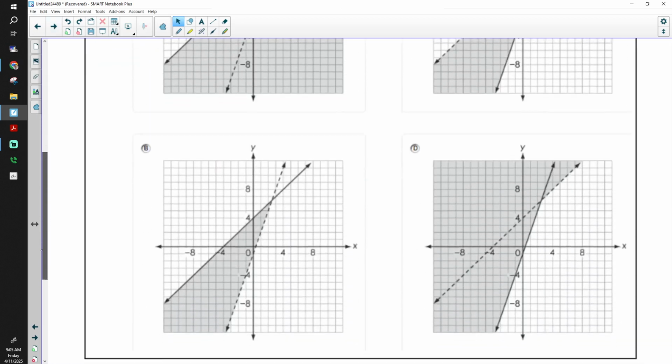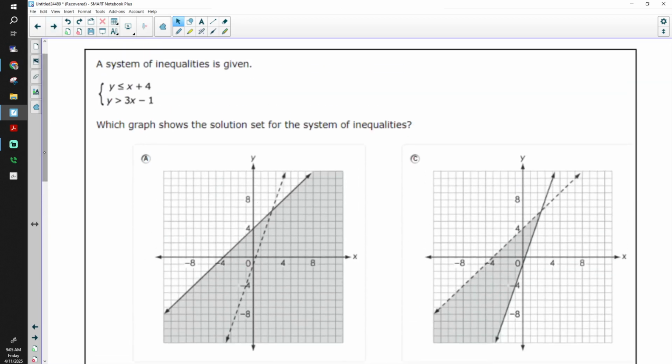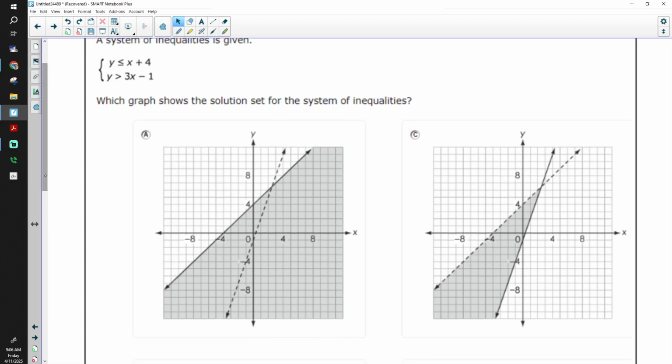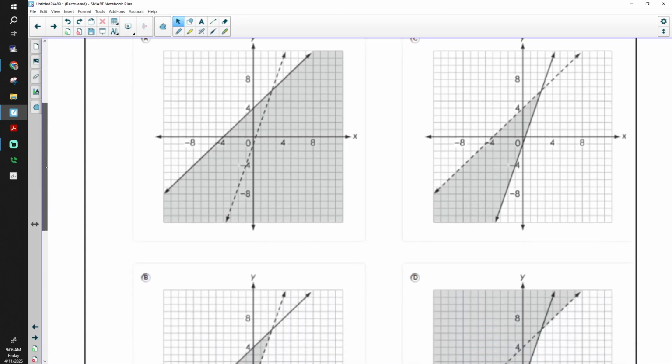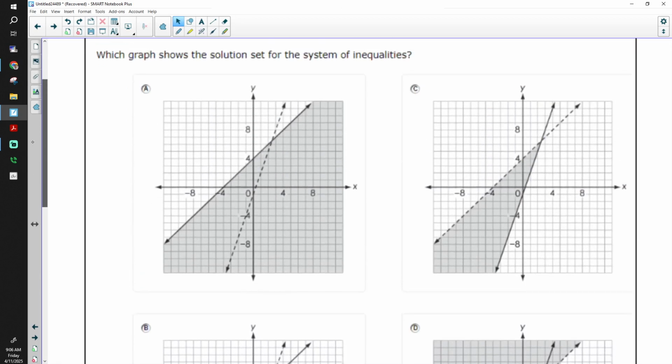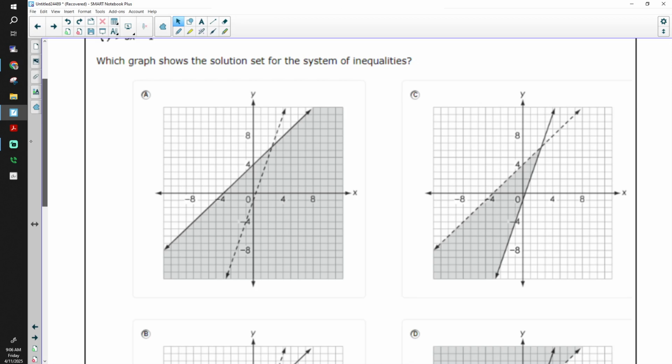Okay, multiple choice. A system of inequalities is given. For a problem like this, I don't need to run through it. You're going to type in both of your equations, and you are just looking at Desmos to see which one matches.